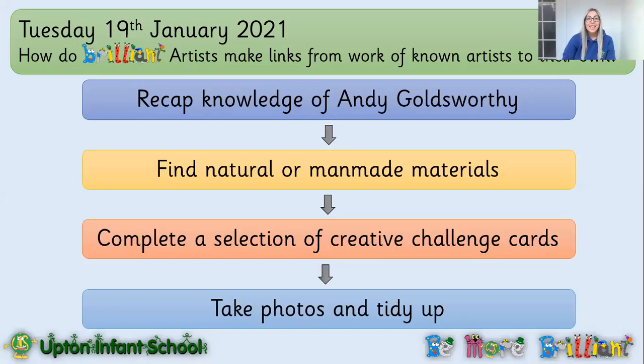Okay, so today is Tuesday the 19th of January 2021 and our learning objective today is how do brilliant artists make links from work of known artists to their own. Now that's quite a mouthful. So what that means is that we are going to be looking at the British artist Andy Goldsworthy. And what we're going to do is use his ideas to make our own artwork. And that's how we are going to become brilliant artists.